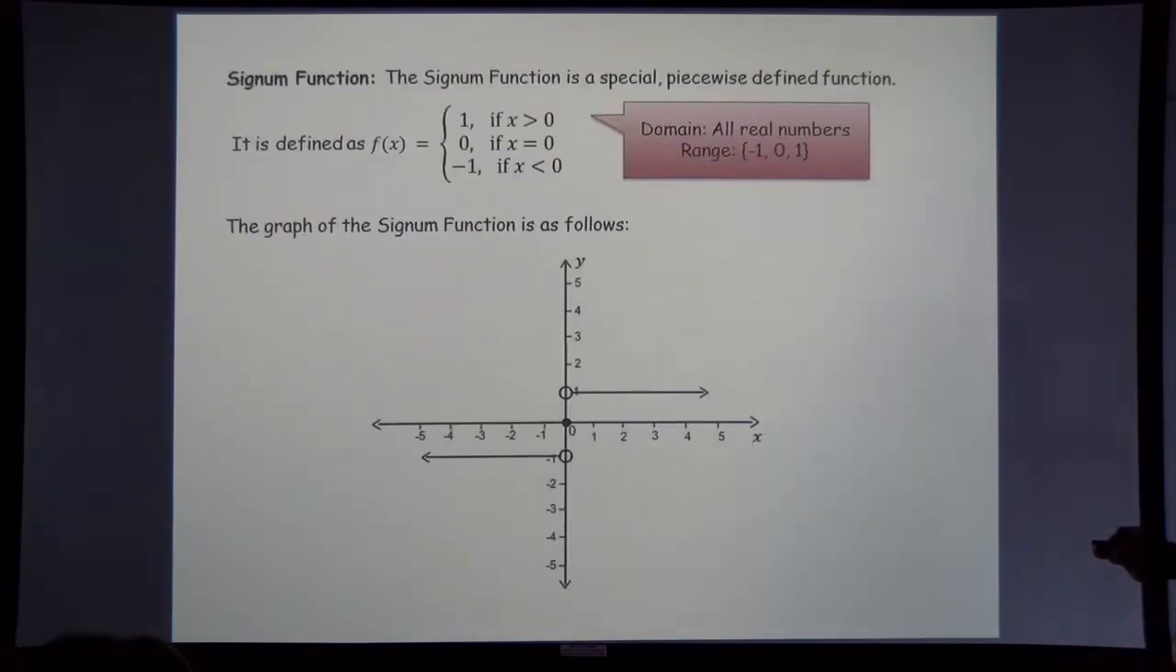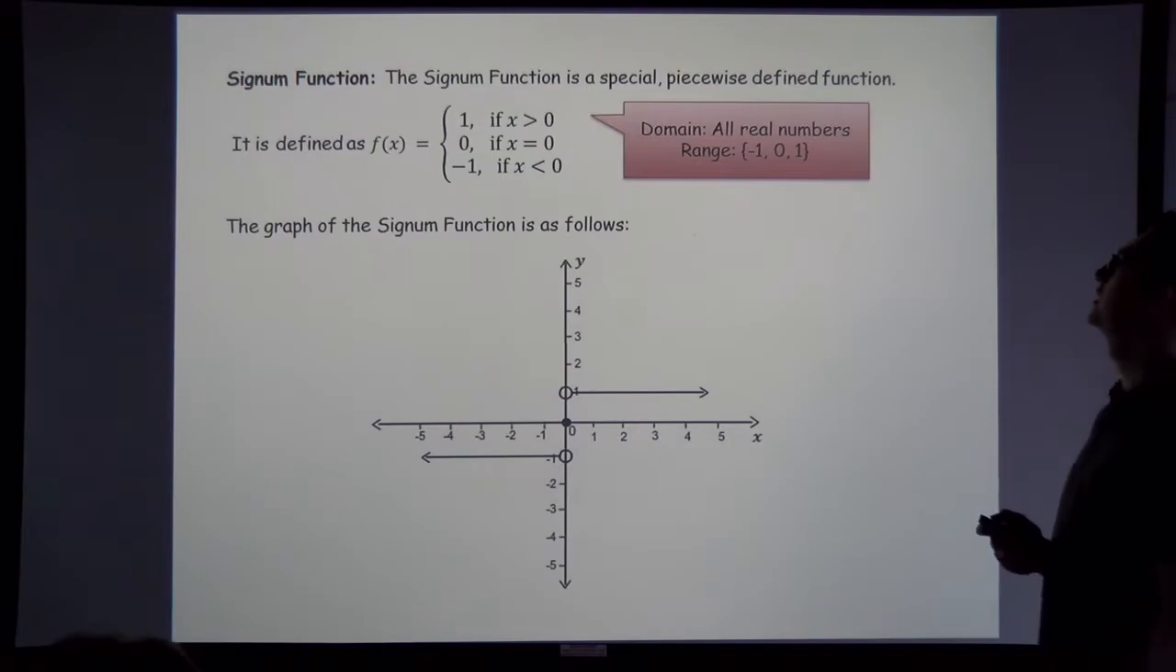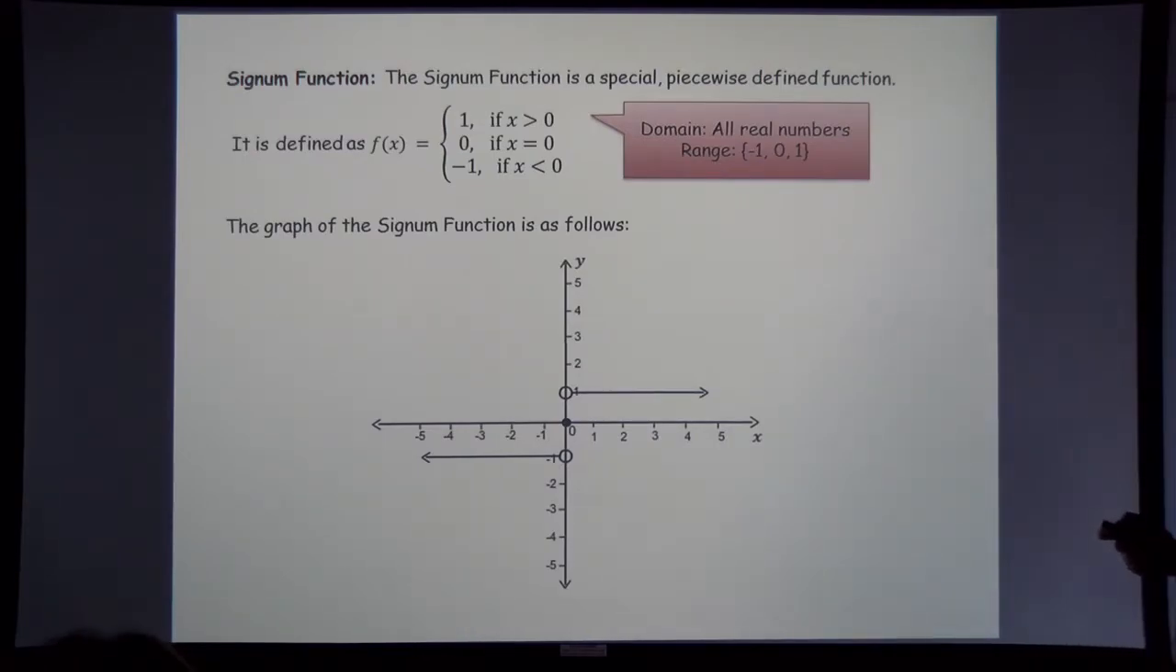Not continuous. The signum function is a special piecewise defined function, meaning we have 1 if x is greater than 0, 0 if x is equal to 0, and -1 where x is less than 0. Our domain is all real numbers, and our range is going to be -1, 0, and 1. The graph of the signum function is as follows. We notice that at point 1, our line cuts through the y-axis. At point -1, our line cuts through the y-axis, and then at 0, our origin, it starts right in the middle. So this would be a signum function, okay?